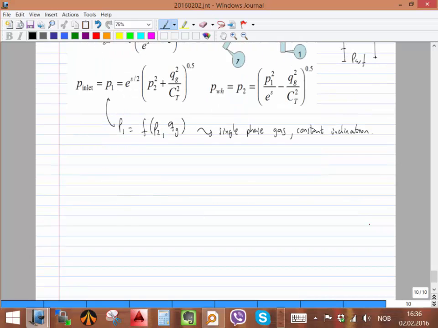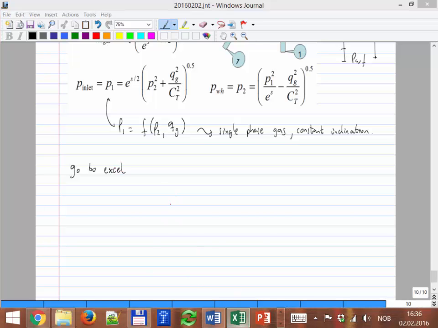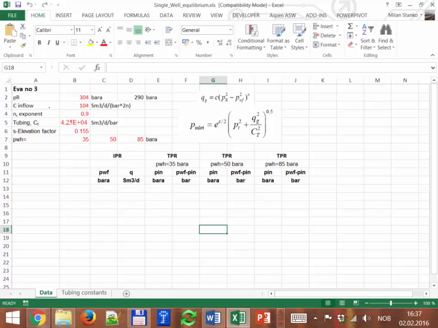Okay, now let's go to our Excel exercise. Go to Excel, and we are going to practice this equilibrium a bit. So you have here a well called EVA number 3, and you have a certain reservoir pressure. You have the C, that's the inflow coefficient from the formation, and N, the exponent. So all of that is what you're going to use in your IPR equation.